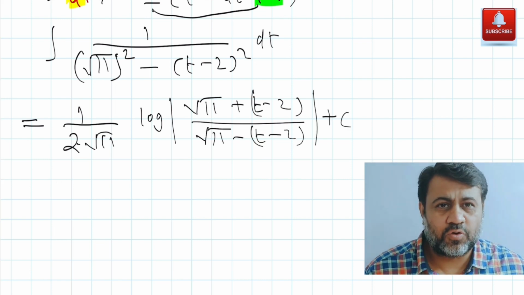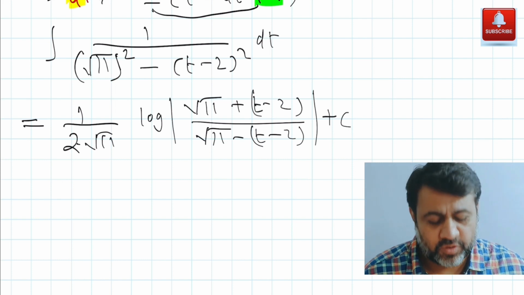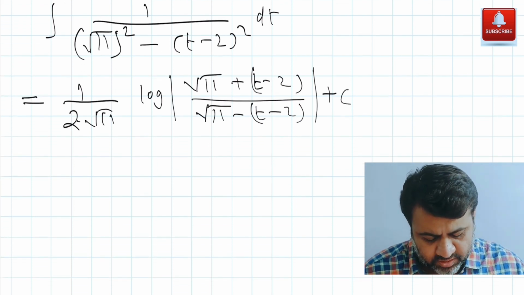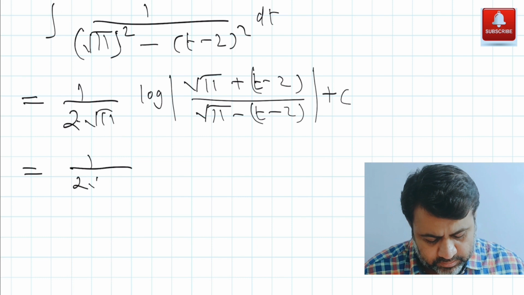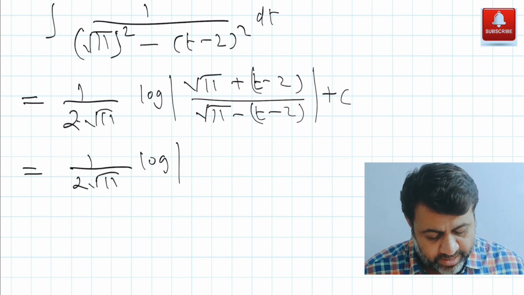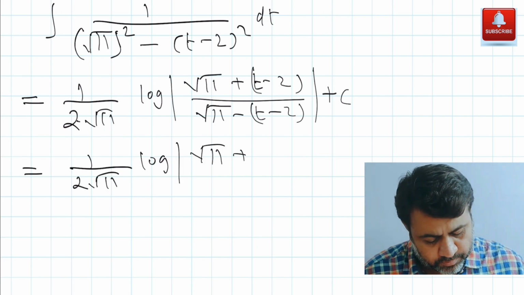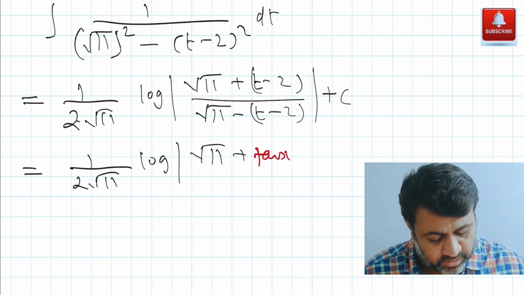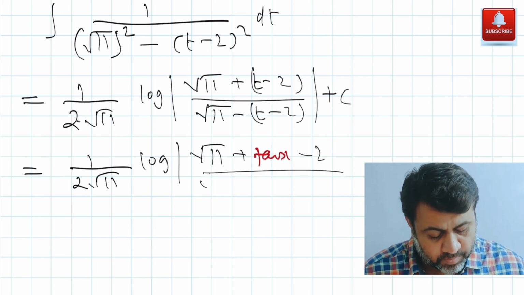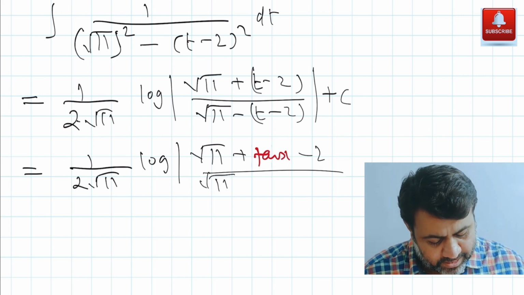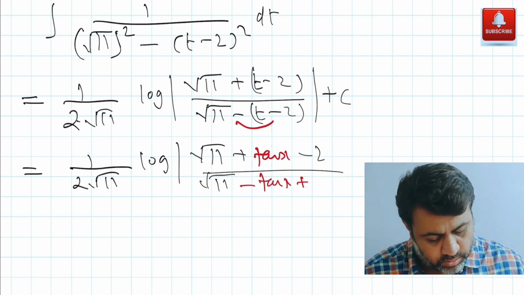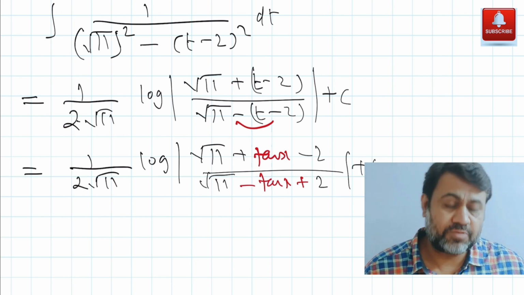So I do one more step, substituting the value of t here. What is the value of t here? The value of t is tan x for this question. So I substitute tan x, open the bracket, so we get minus 2 here. In the denominator, if I open the bracket, what will happen? I get minus tan x, and this minus and minus will be plus, so I get plus 2 here, plus c, and that's my answer.